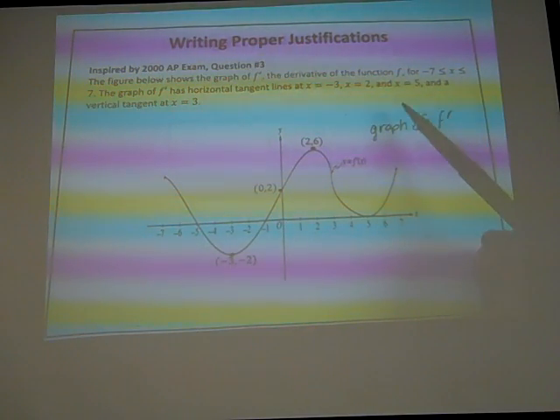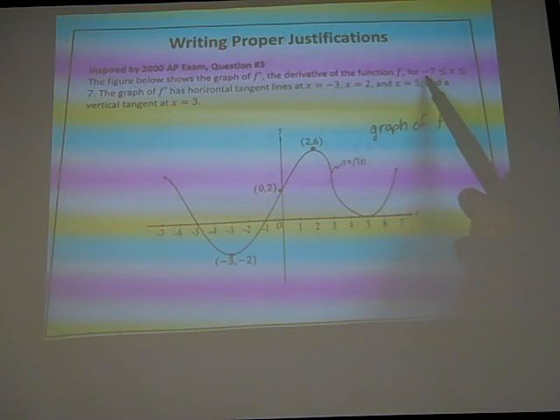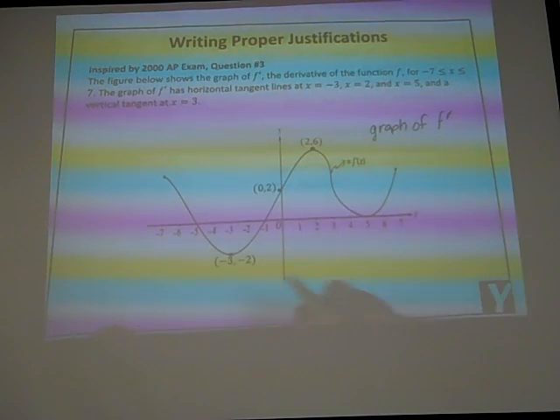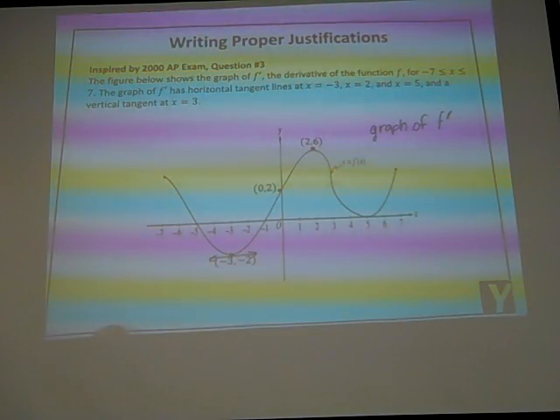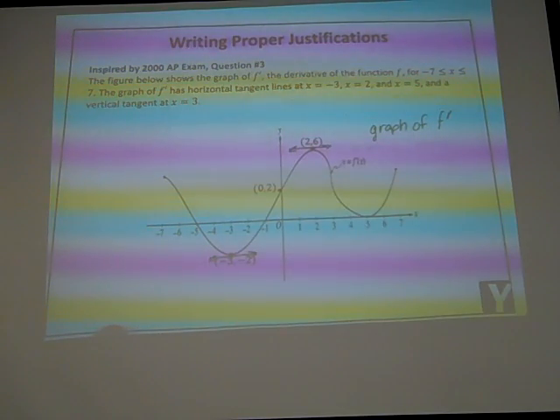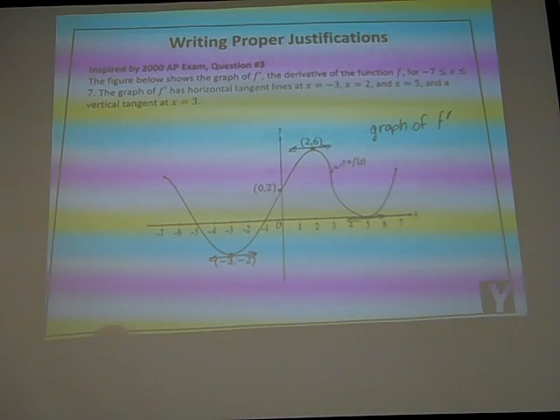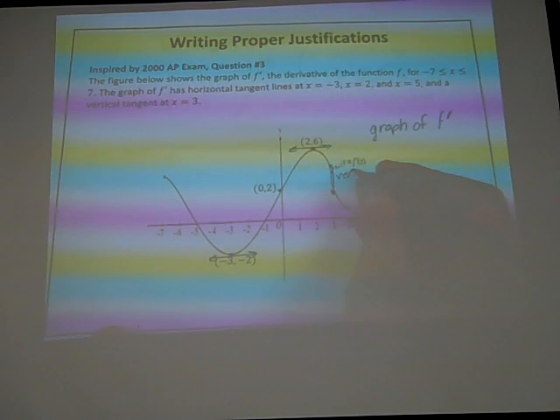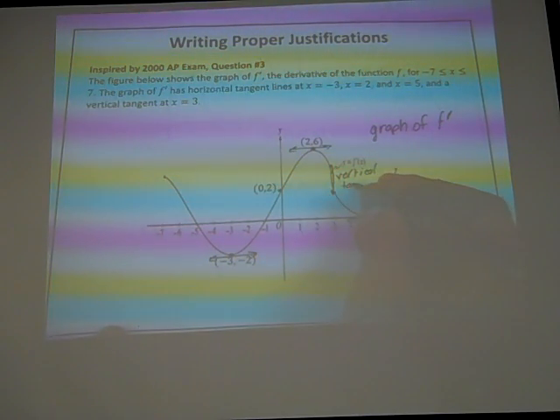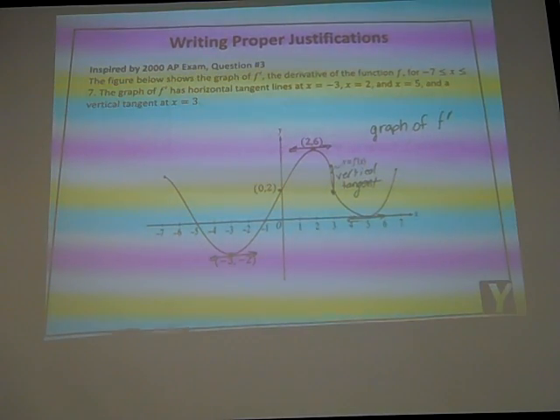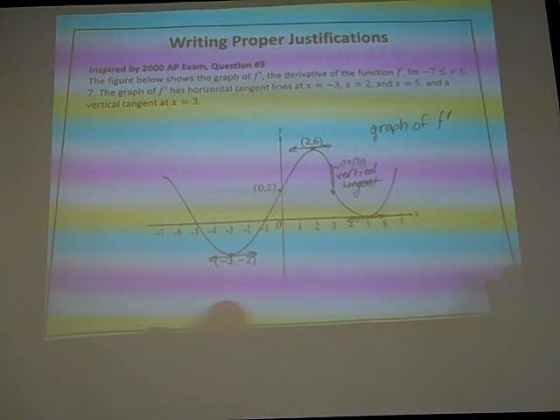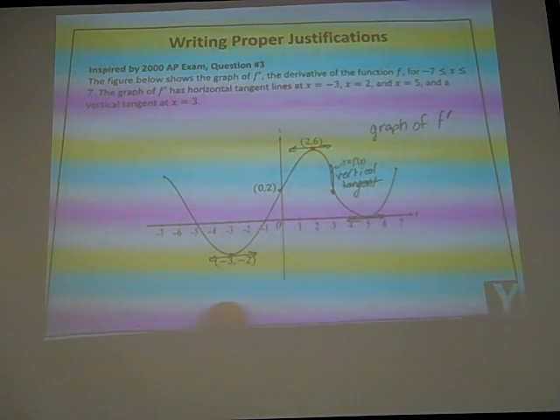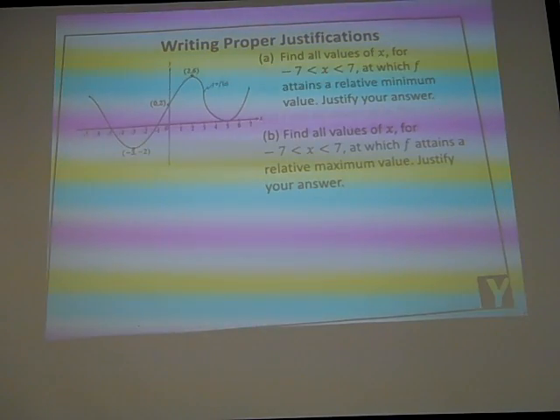So this is the derivative of a function for the domain -7 ≤ x ≤ 7. The graph of f prime has a horizontal tangent line over here at x = -3, a horizontal tangent line over here at x = 2, and a horizontal tangent line over here at 5, and a vertical tangent. I know we've talked about these in class. It's really hard to ever see a vertical tangent, but that is a vertical tangent line over there at x = 3. Based on this information, we're going to answer a series of follow-up questions that I've spread out over the next few slides.